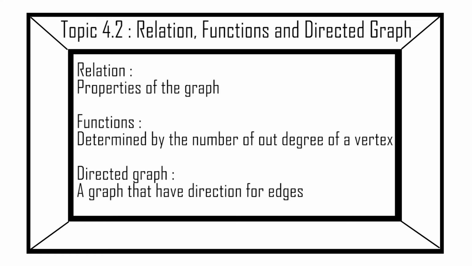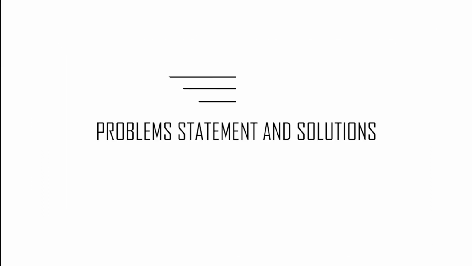A directed graph is a graph that has direction for each edge, which means that it has an arc, which is the direction of the edges.